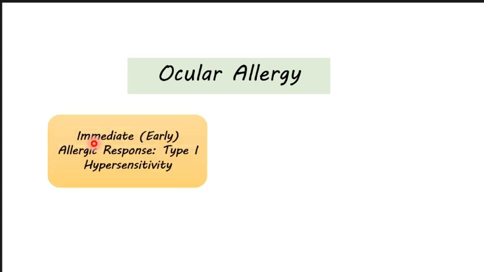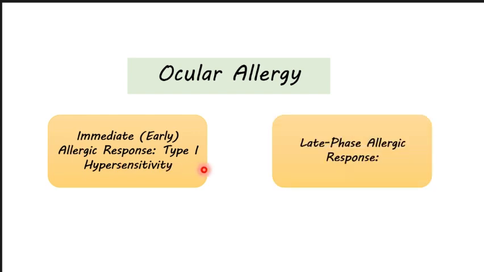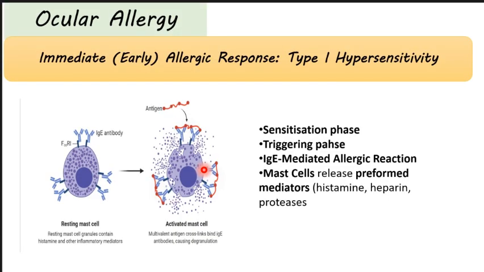Now, ocular allergy, as I was talking about, can be an immediate response, which is type 1 hypersensitivity, or it could be a late phase allergic response, basically a type 4 cell-mediated response. First, we are going to talk about the immediate allergic response or type 1 hypersensitivity. In type 1 hypersensitivity, initially you will have a sensitization phase, then a triggering phase, and then there's going to be release of the preformed mediators. So let's talk about it.